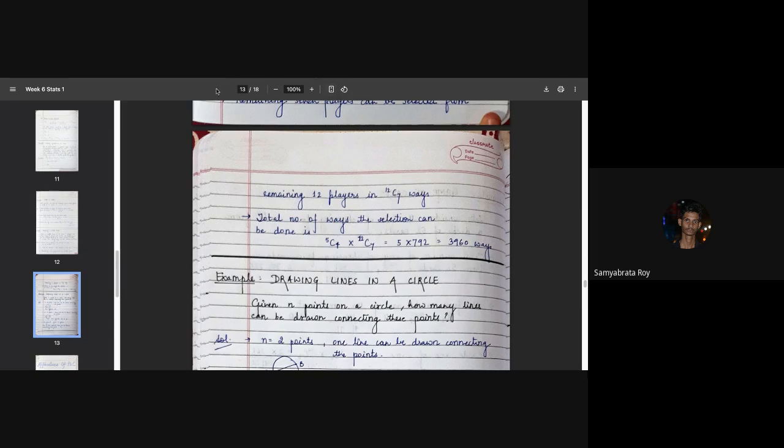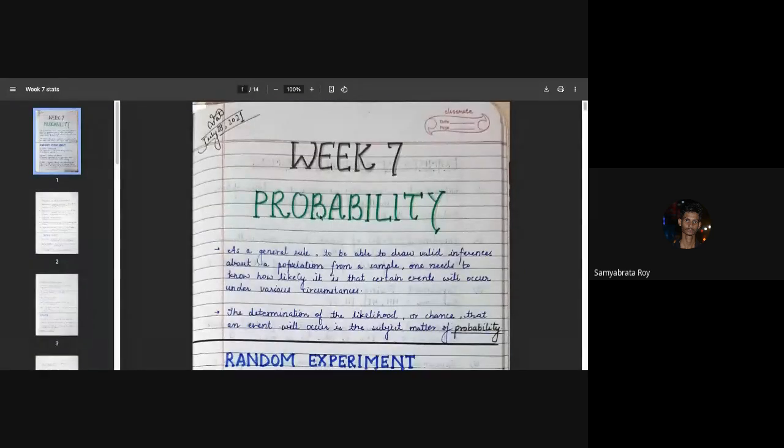Now we'll be jumping towards next week's content, as we have a time constraint. Won't be going into that detail, but for sure you'll be getting it in your notes and slides as well. Now let us talk about probability. What do you mean by probability? Can anyone tell me what the concept is? What is the thinking that appears whenever you hear the word probability?